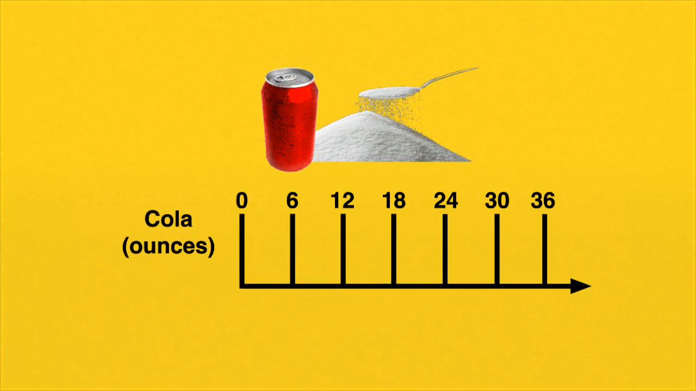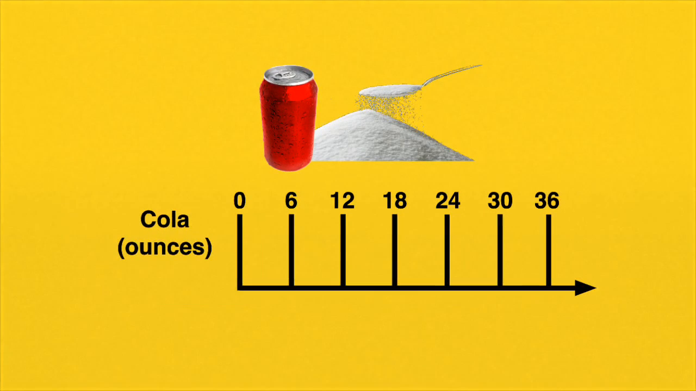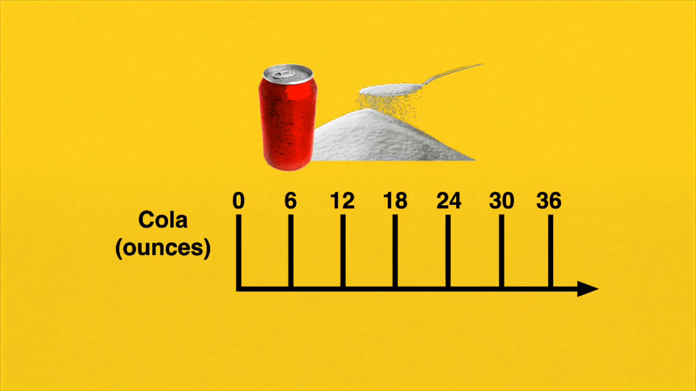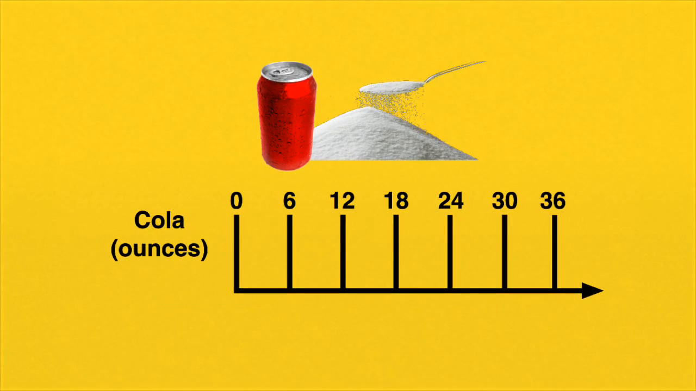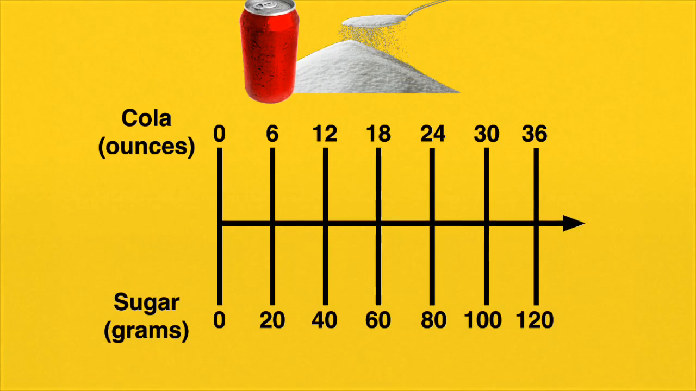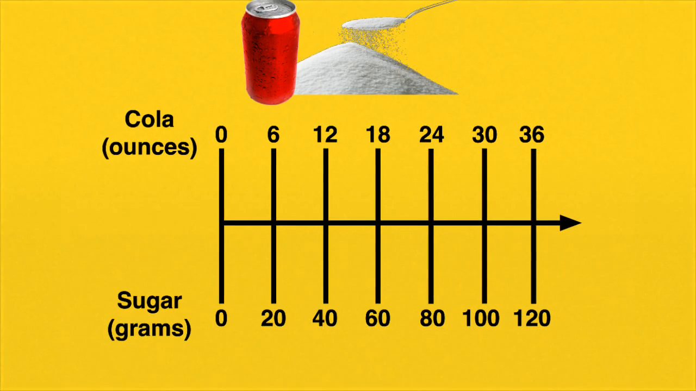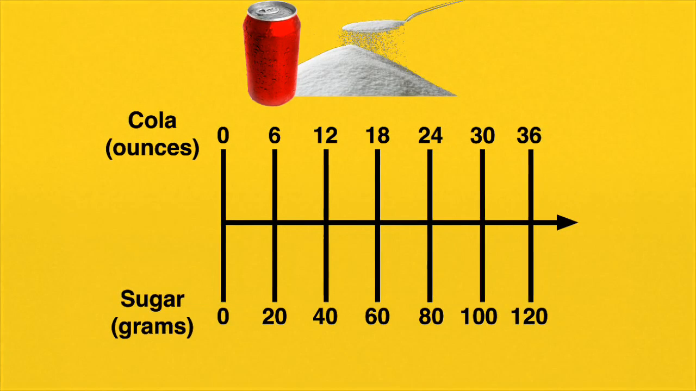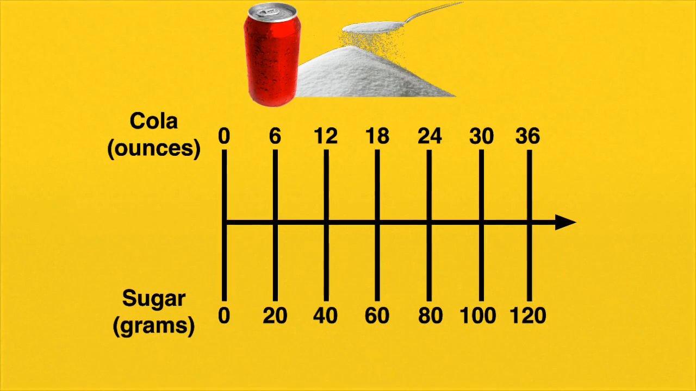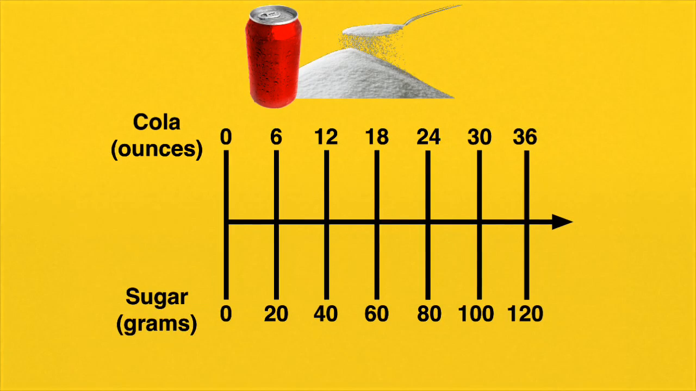And you'll see here that these are the exact same values of ounces of cola we had in the table: 0, 6, 12, 18, 24, 30, and 36. But where we need to find out grams of sugar, and so we are making a double number line, which means that one side of the number line is going to show us one thing, and the other will be something else. For instance, on the top of this number line, again, we have ounces, and on the bottom is going to be grams. And we need to match up the grams with the corresponding values from our table.